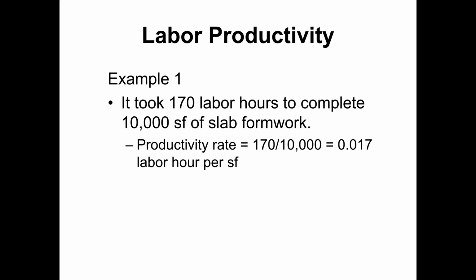Then we can calculate the productivity rate: 170 labor hours divided by the quantity of work, 10,000 square feet of formwork area. So the productivity rate is 0.017 labor hour per square foot.